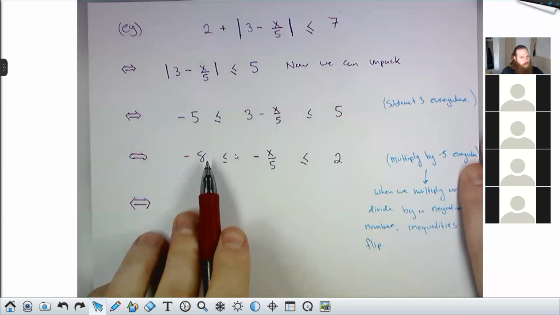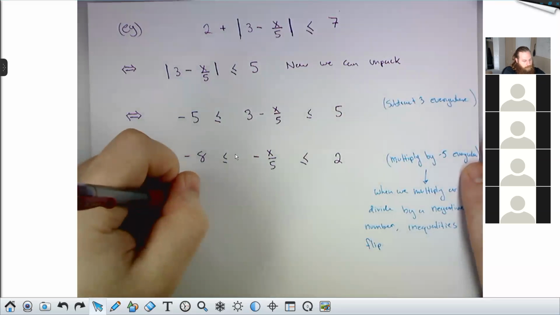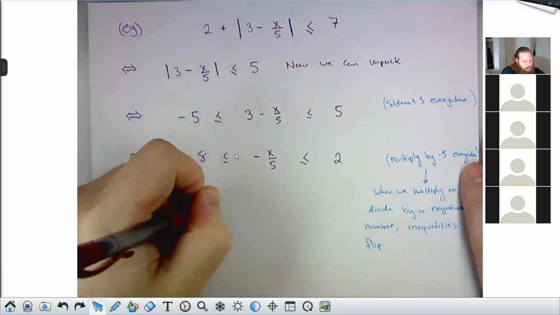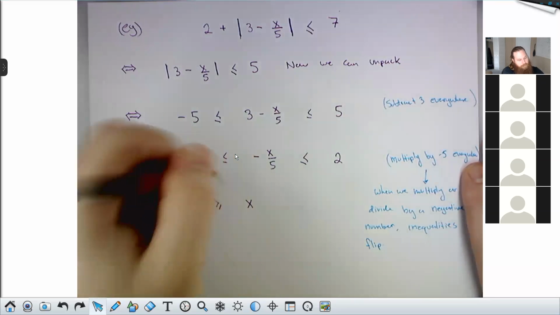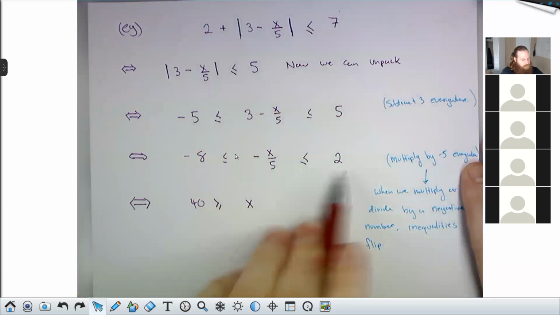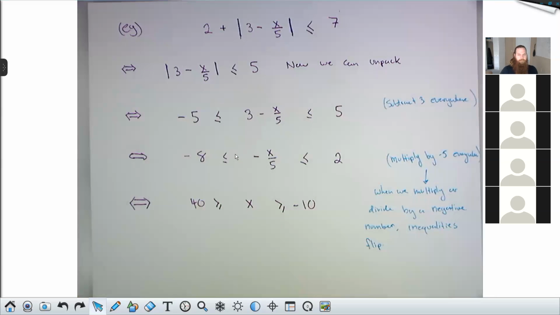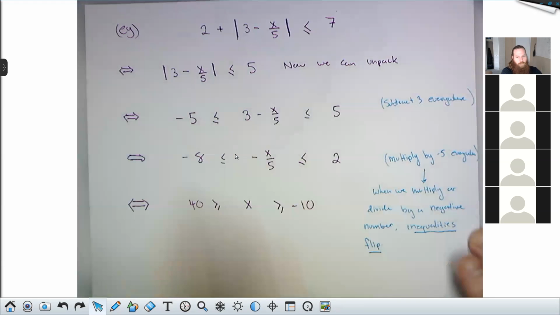8 times 5 is 40. So negative 8 times negative 5 is positive 40. So this will be 40. But since I'm multiplying through an inequality by a negative quantity, the inequality is going to flip. Negative x over 5 times negative 5, that's just x. And 2 times negative 5 is negative 10. And there the inequality flips as well. So this is the flipping of the inequalities that can happen anytime you multiply through by a negative number or divide through by a negative number.